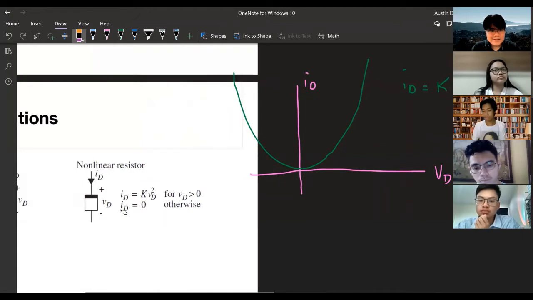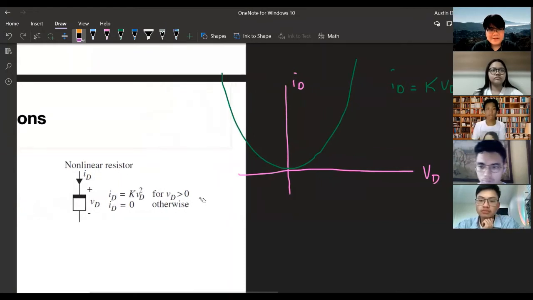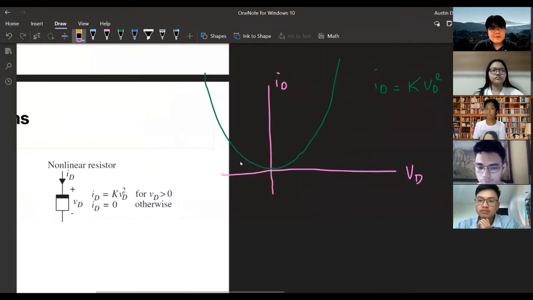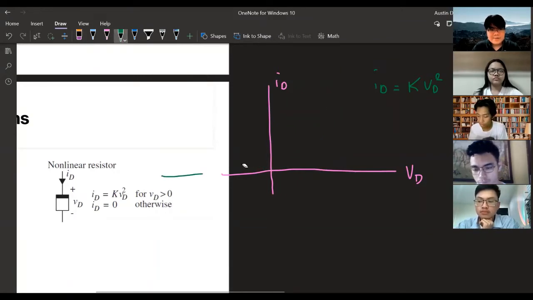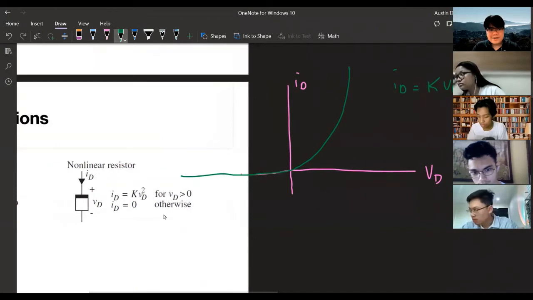Anong restrictions natin? That would be, kapag nandito ka na sa left side, pag negative na yung VD mo, 0 na din siya. So, burahin natin ito. May nabura lahat. Ano ba yan? So, for this part, 0 lang siya. And then, magiging quadratic. Okay, quadratic. Ayan. So, ganyan itsura ng response nung nonlinear resistor mo.